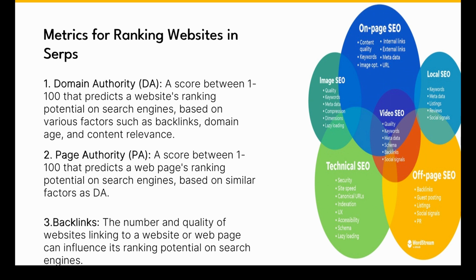The number two is page authority. Page authority is also a score between 1 and 100 that predicts a web page's ranking potential on search engines based on similar factors such as the domain authority.